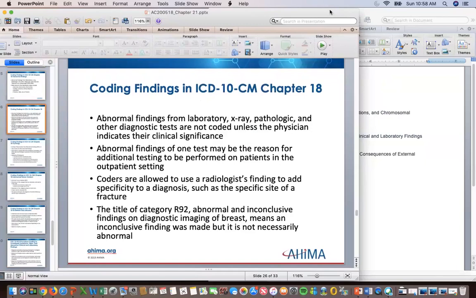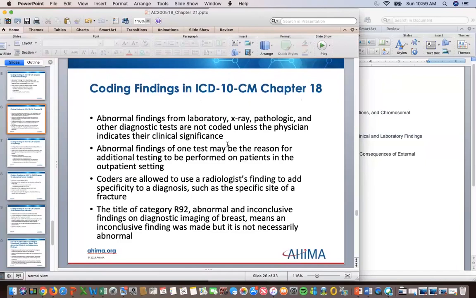The rest of the PowerPoint slides will also talk about abnormal findings from lab and x-ray. Those are not coded unless the physician indicates their clinical significance. So you cannot just be picking things up off of another report unless your facility has said it's pertinent, and they'll have guidelines in regards to that too. But you must really query your physician, and if you think he's missing something, that is pretty rare. Abnormal findings of one test may be the reason for the condition.